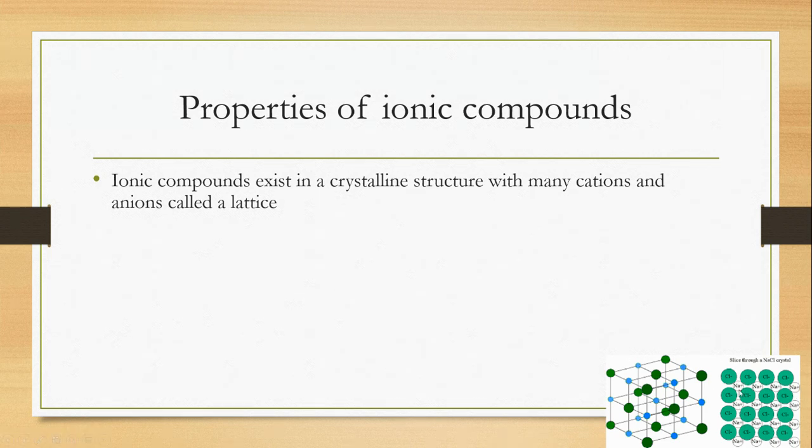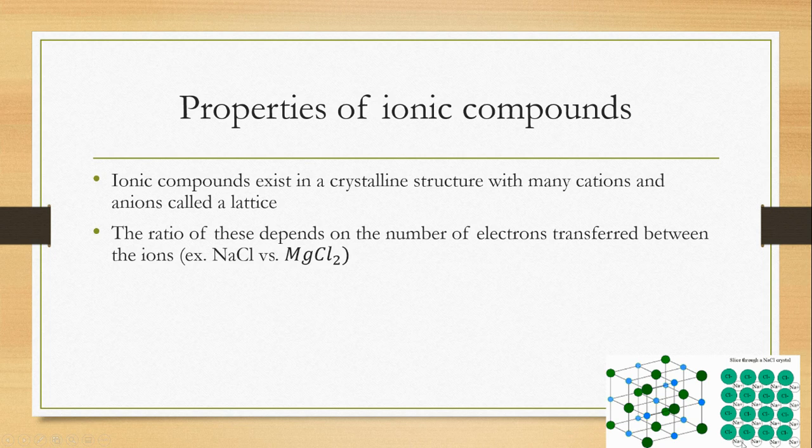We don't have any clear molecules like we'll see with covalent compounds. But we do see a ratio that stays consistent here with our ionic compounds. That ratio depends on the number of electrons that were transferred between the ions. So in the example of sodium chloride, there's just 1 electron that gets transferred. We have a +1 and a -1 charge. That's a 1-to-1 ratio. Versus in magnesium chloride, I'm just going to draw the Lewis structures here.